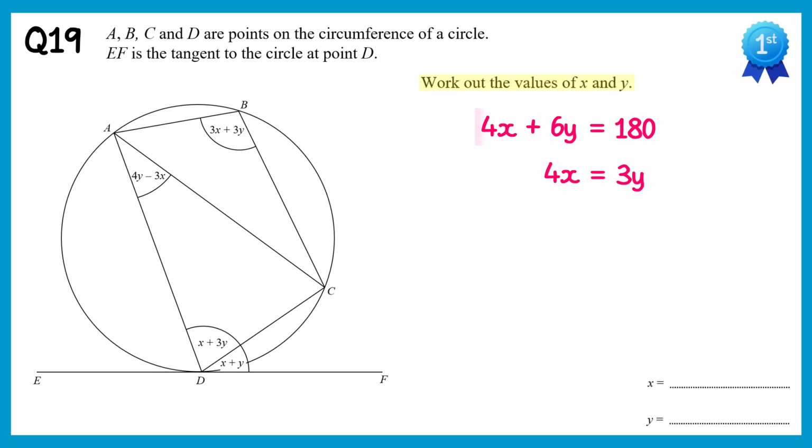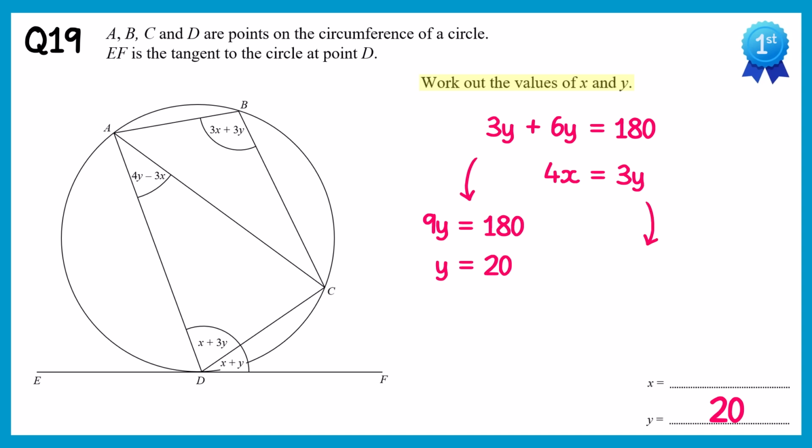Notice how the first equation has 4x in it, and the second equation says that 4x is equal to 3y. This means we can substitute the 4x in the first equation for 3y. So let's substitute the 4x out for 3y. Now let's take a closer look at that equation. We have 3y plus 6y, which is 9y, equals 180. We can solve this by dividing both sides by 9, and you end up with y equals 20. So we've now found the value of y is 20.